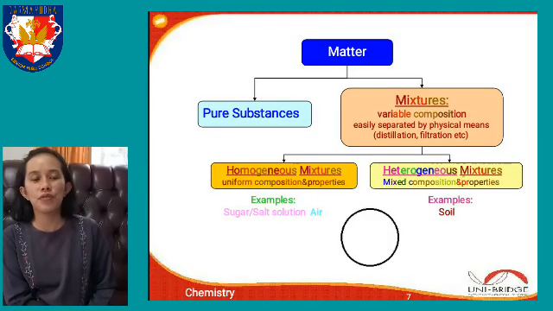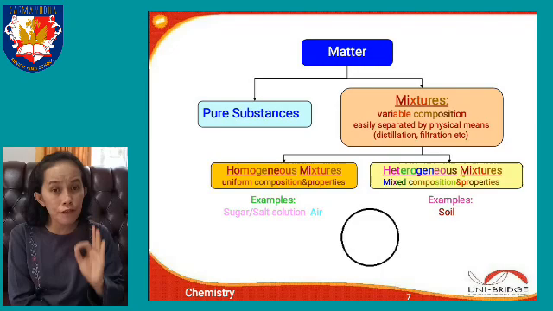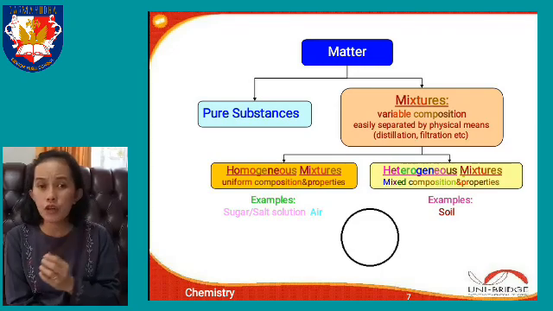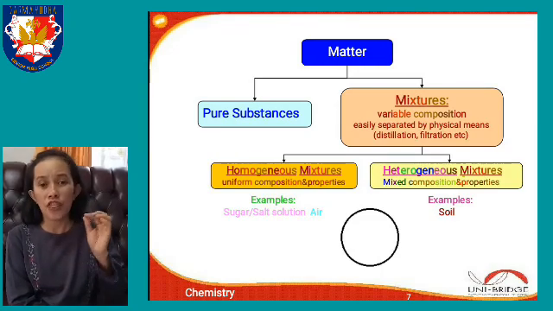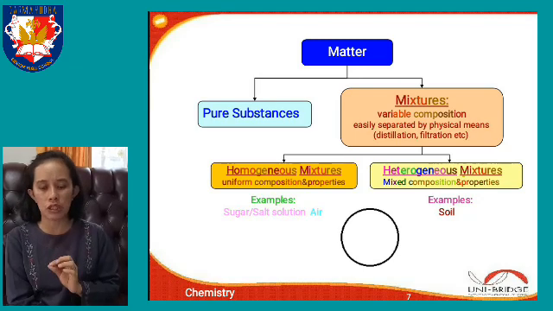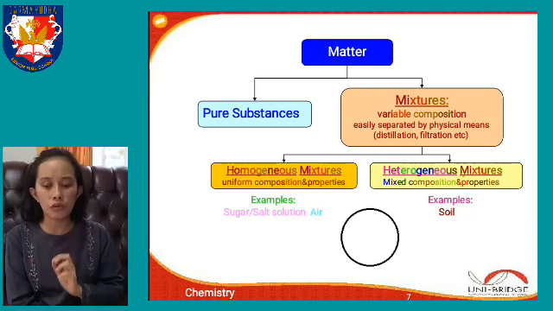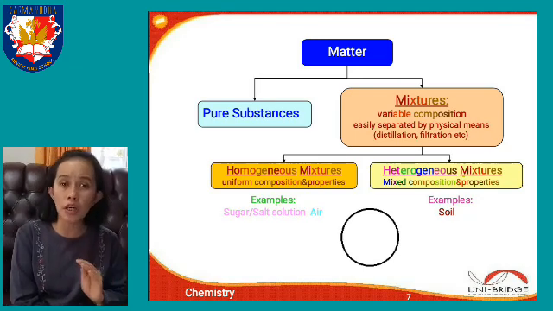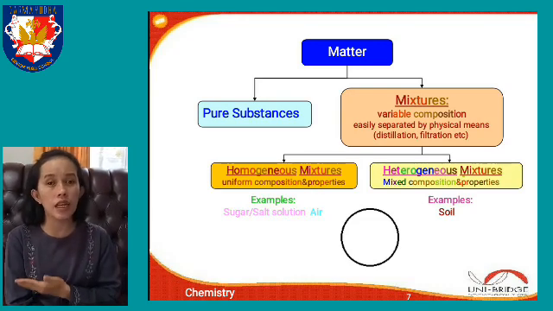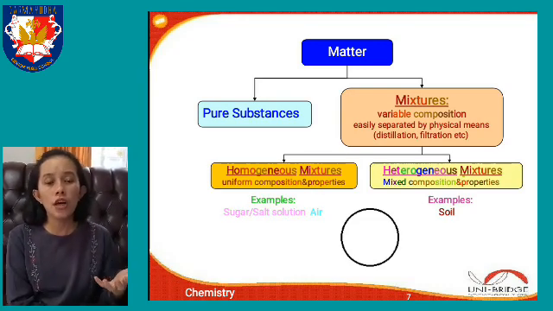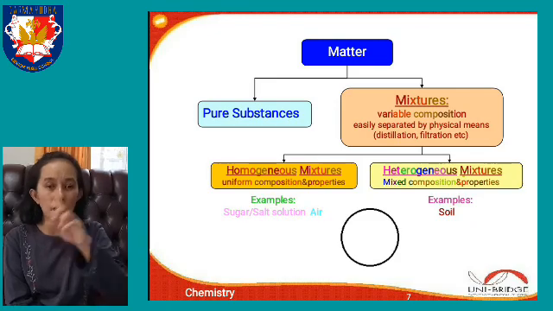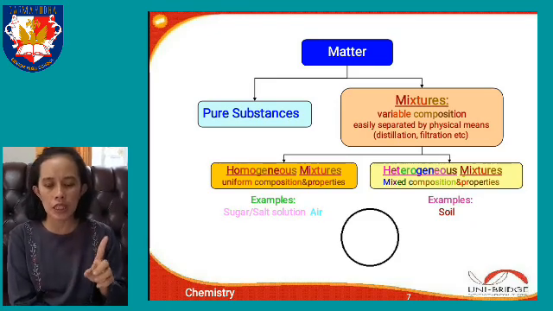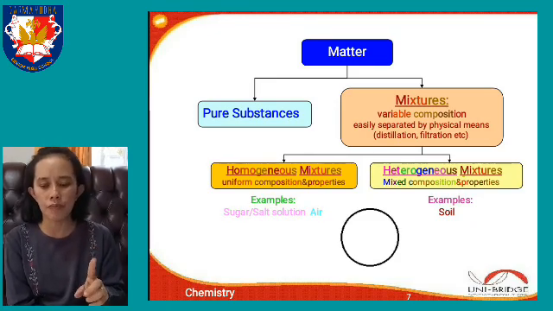I already told you before that pure substances have a fixed composition, but it's different with mixtures. A mixture has a different or variable composition. Mixtures are also divided into two types. The first one is homogeneous mixture. The second one is heterogeneous mixture. A homogeneous mixture means that the mixture is uniform. The example is sugar solution.